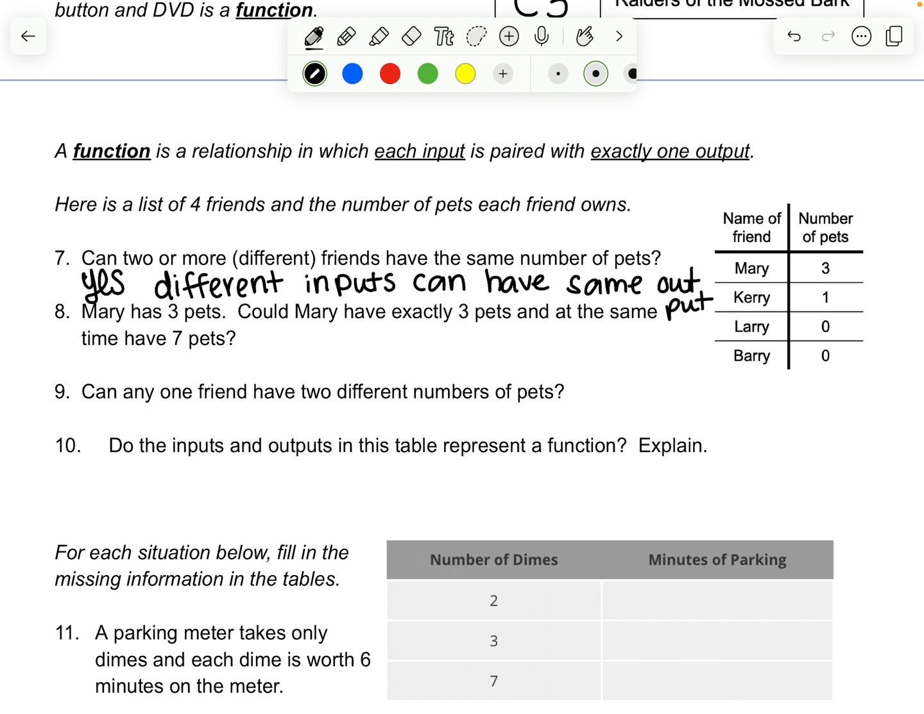For number 8, Mary has 3 pets. Could Mary have exactly 3 pets and at the same time have 7 pets? Well, no. Because Mary is the same person or the same input, you cannot have more than one output. So no. The same input can't have different outputs.